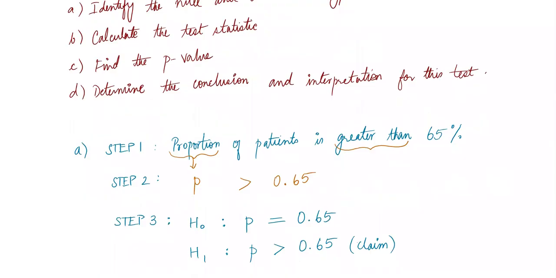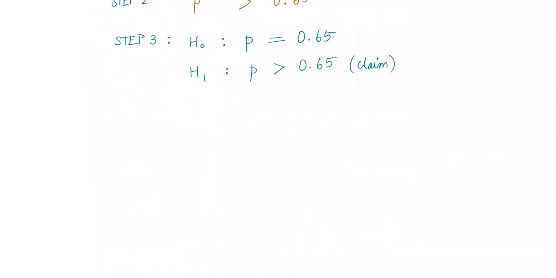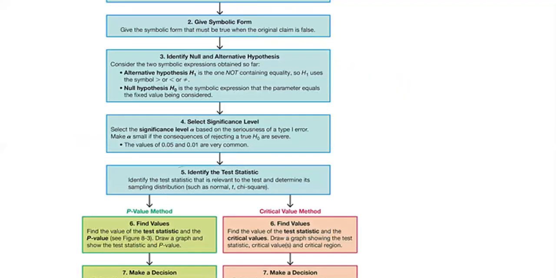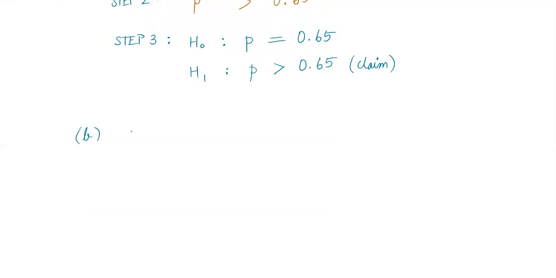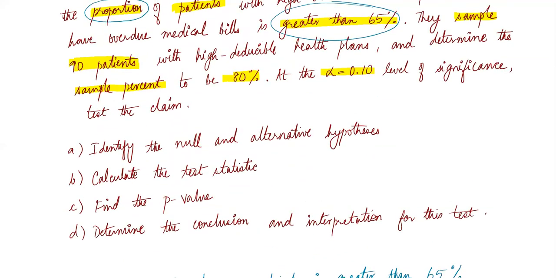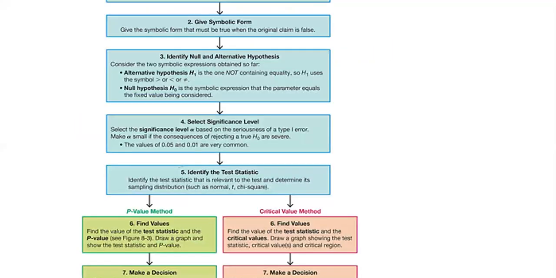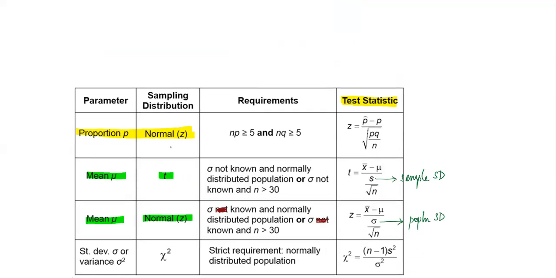Let's answer B. B says calculate the test statistic. So go back here. Calculate the test statistic is step 5. So we have a step 4 in between, right? So in step 4, we need to find alpha. Go back to the question. They gave us alpha to be 0.10. Come down here. There's alpha is 0.10, 0.1. Now, because this is to do with proportion, we go to the chart and we use the first row.